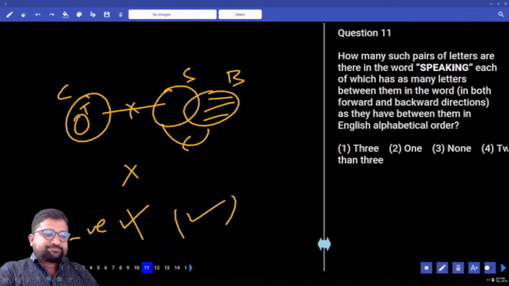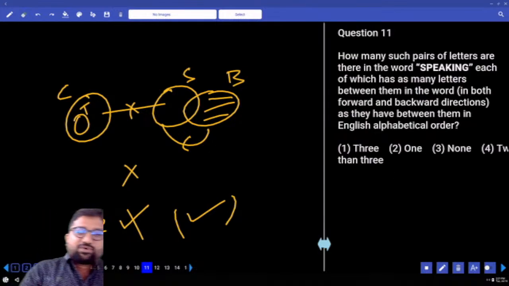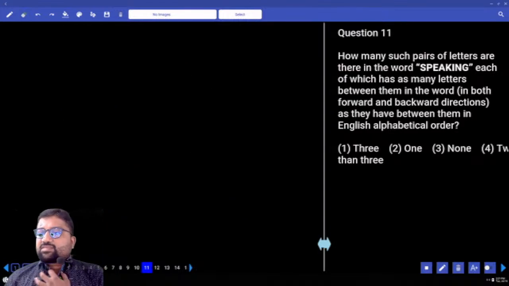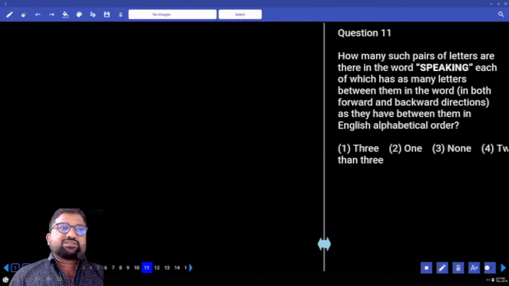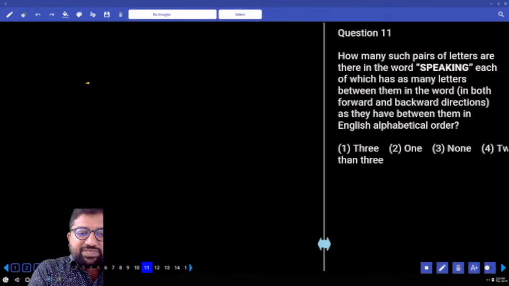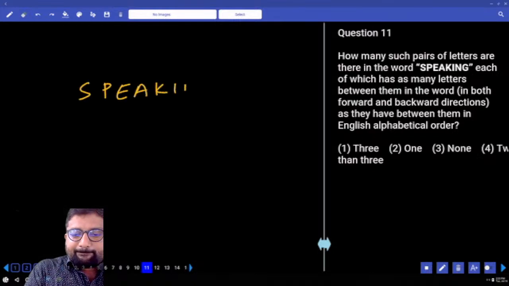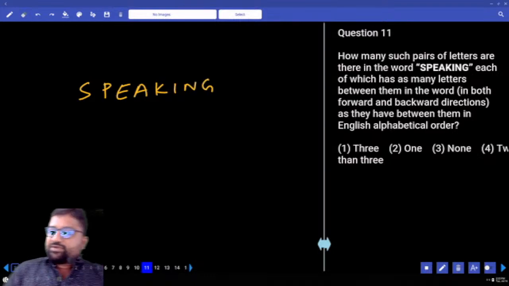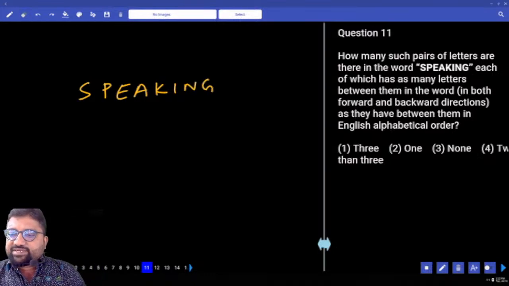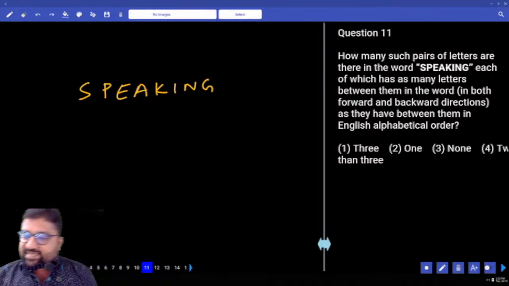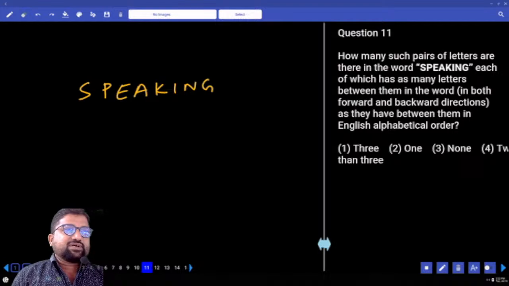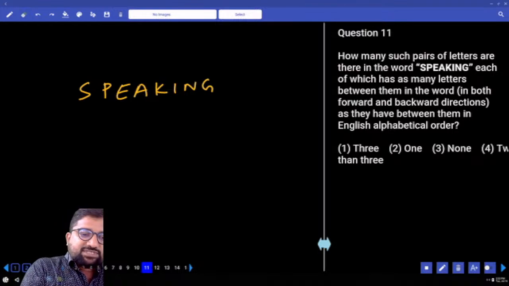11th question. This is about how many such pairs are there in the word speaking, each of which has as many letters between them in the word in both forward and backward directions as they have between them in English alphabetical order. How will you try to solve the question? We'll go with the place values.